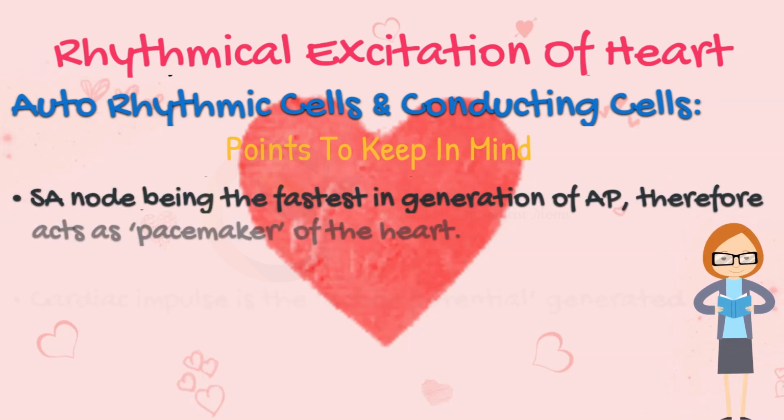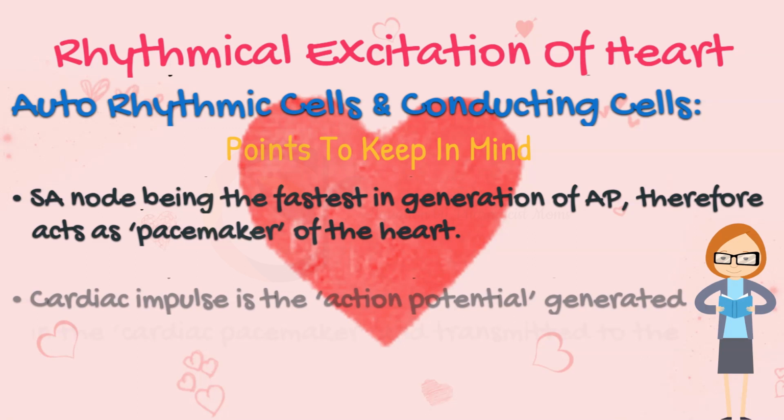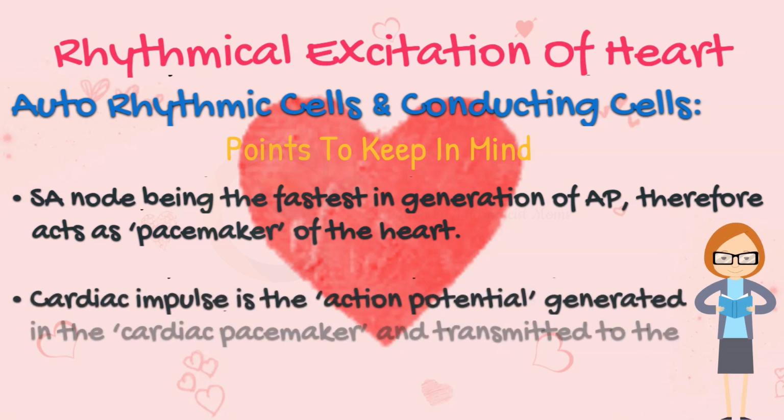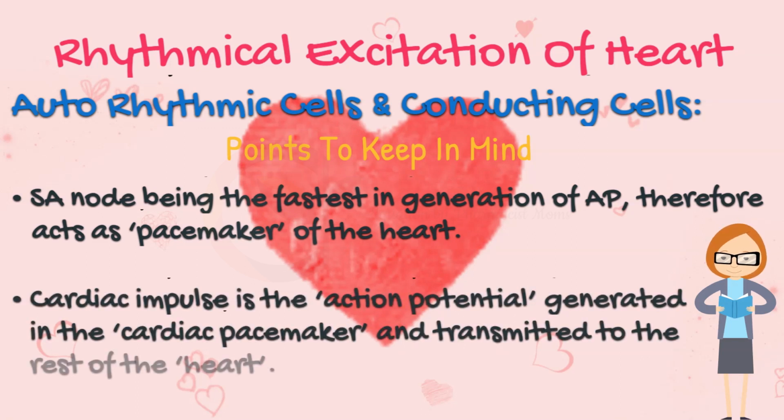You should keep in mind that the SA node, being the fastest in generation of action potential, therefore acts as the pacemaker of the heart. Cardiac impulse is the action potential generated in the cardiac pacemaker and transmitted to the rest of the heart.